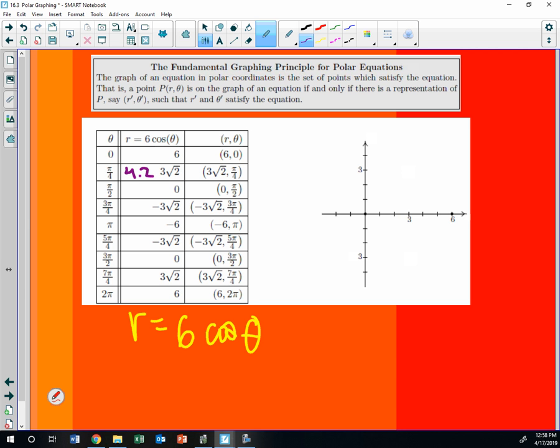And then for cosine of pi over 2 is 0, so that's why this is 0. This will be negative 4.2. This will be negative 6. This will be negative 4.2. This will be 0. This will be 4.2. And this will be 6.